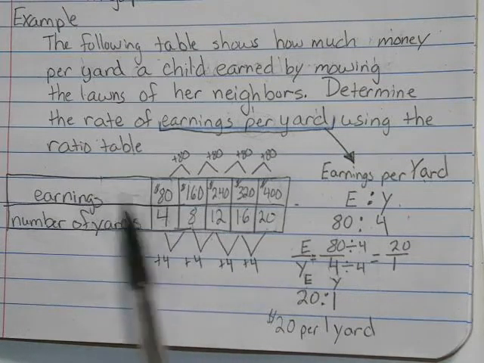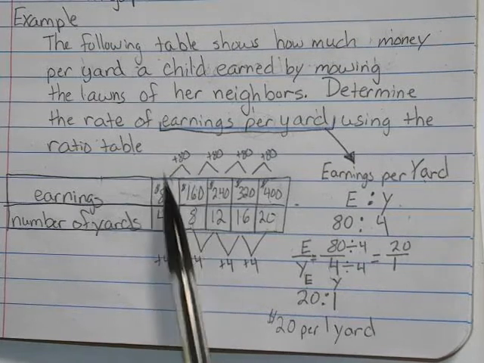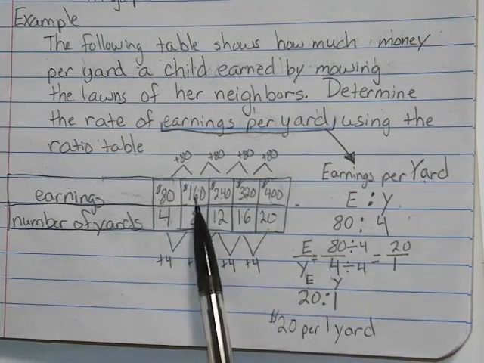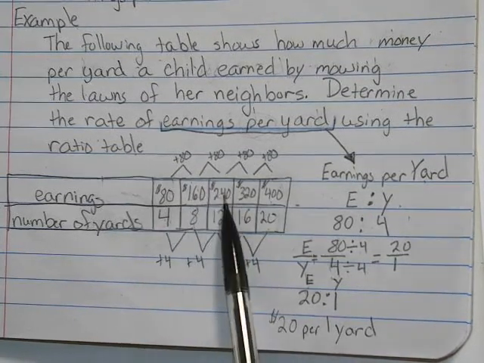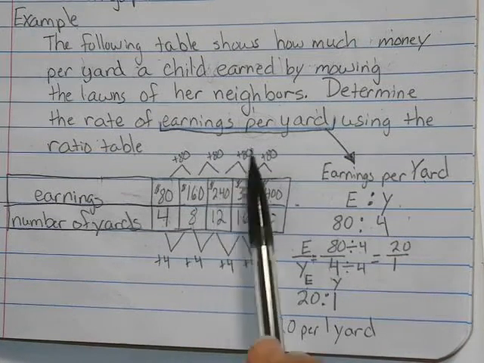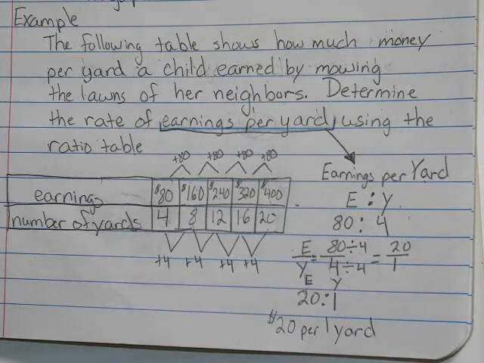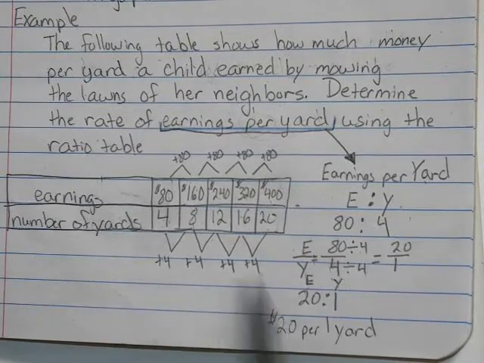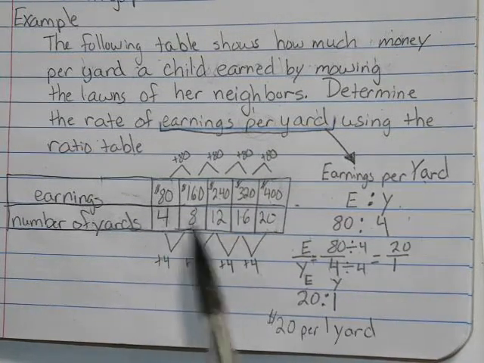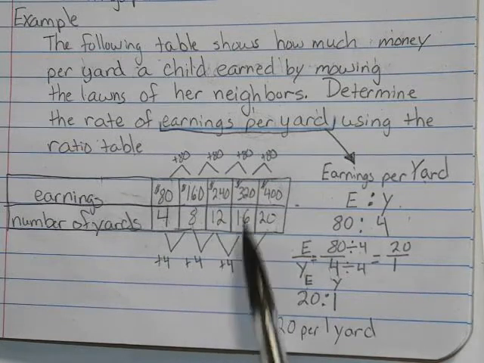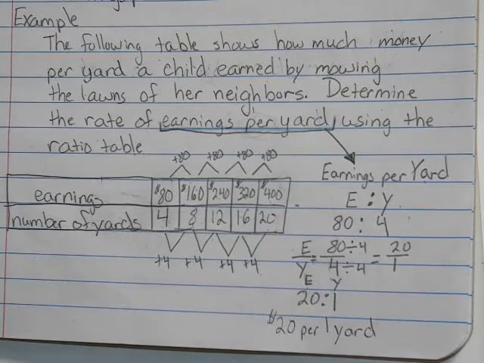The additive for the earnings was 80. 80 plus 80 was 160. 160 plus 80 is 240. 240 plus 80 is 320. 320 plus 80 is 400. Below the additive was 4. 4 plus 4 is 8. 8 plus 4 is 12. 12 plus 4 is 16. And 16 plus 4 is 20.